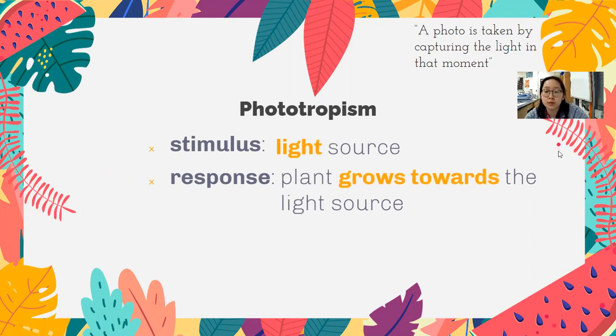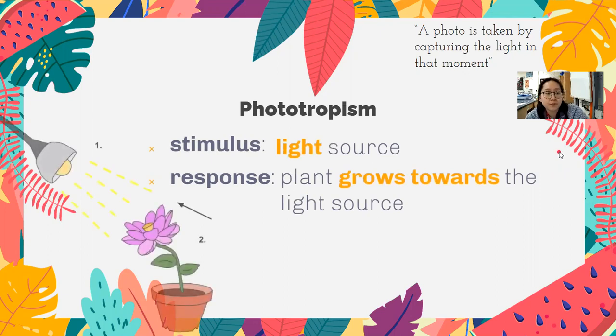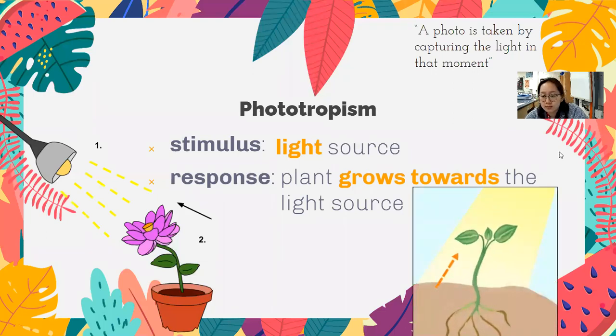It's going to want to go closer to it and it's going to want more of it. So the plant is going to actually lean towards wherever its light source is. Wherever the light's coming from, the plant, as it grows, will lean more towards it.